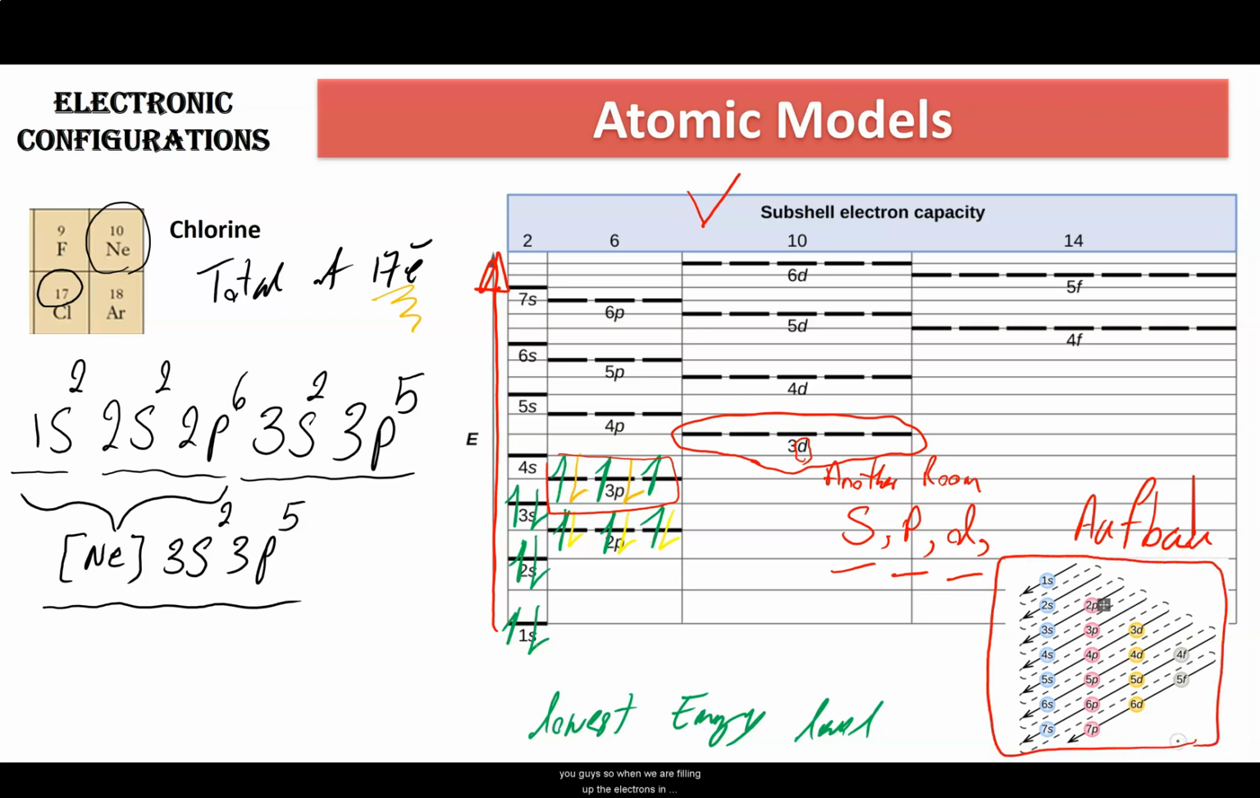When we're filling up the electrons in their orbitals, we're going to go to 1s, 2s, then 2p, 3s, and then 3p. But before we go to 3d, we have to fill up 4s, and then we go to 3d, and then 4p. But before we fill up 4d, we have to go to 5s, and so on and so forth.